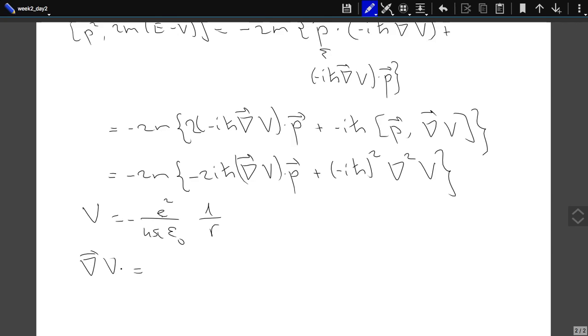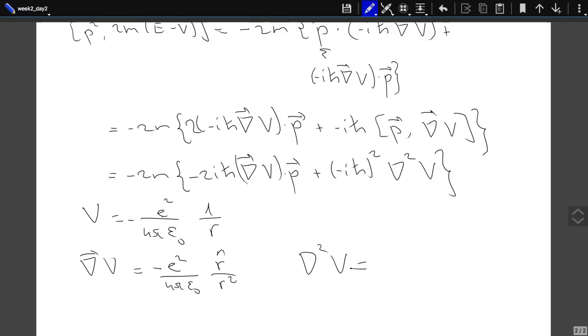So what's the electric field of a point charge? It's minus e squared over 4 pi epsilon 0, in the radial direction, divided by r squared. Now the Laplacian of V. Let's remember your electromagnetics course. The Laplacian of the electrostatic potential is minus the charge density over epsilon 0.